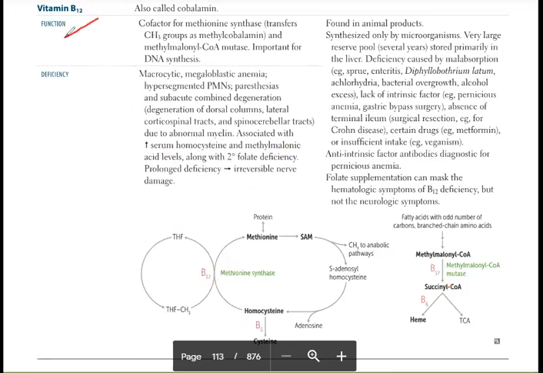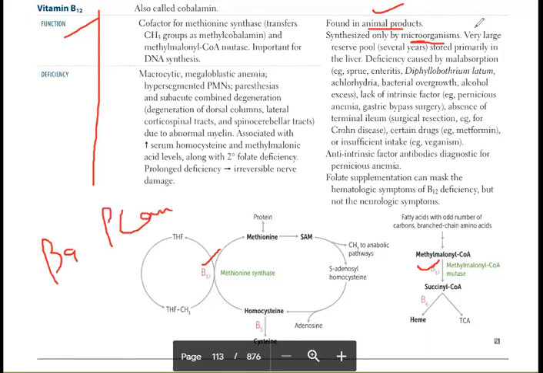So in vitamin B12, all these things are important. Many of the things I've told you are important for MCQs. Then we have this, found in animal products. So please wait for a second. So we have this found in animal products, and then synthesized only by microorganisms. So you have to remember that it is found in animal products, but B9 is mostly plant derived.